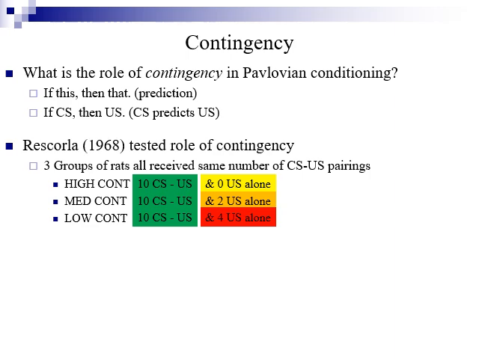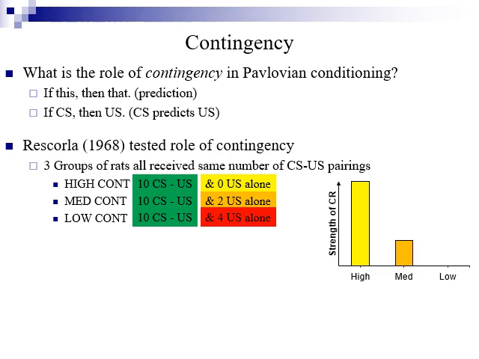Now, what impact should this have? If all that matters is the number of pairings, then all 3 groups should have acquired the conditioned response to the same degree. But, as it turns out, those that were in the high contingency group acquired the conditioned response very strongly. Those in the medium and the low group, however, did not.